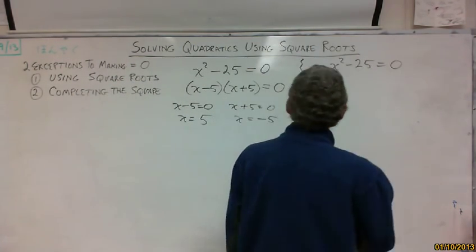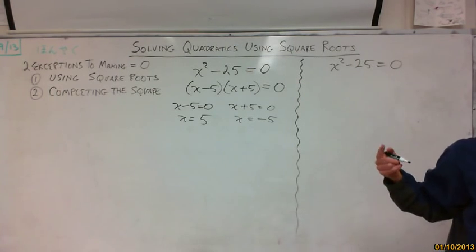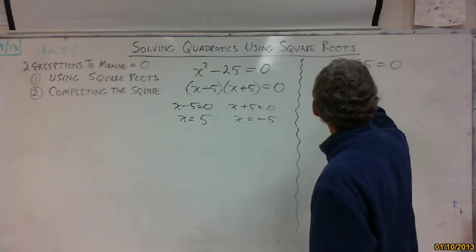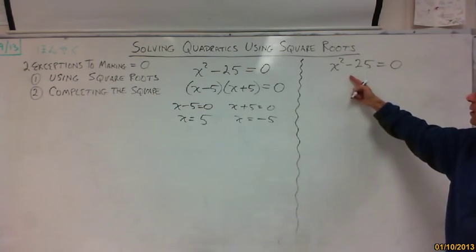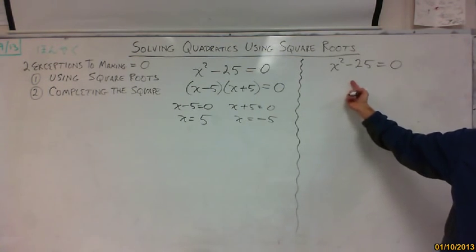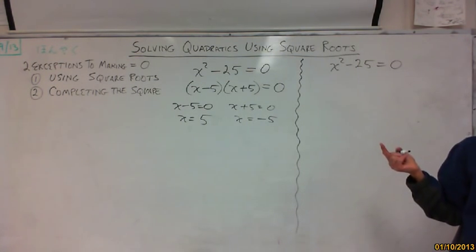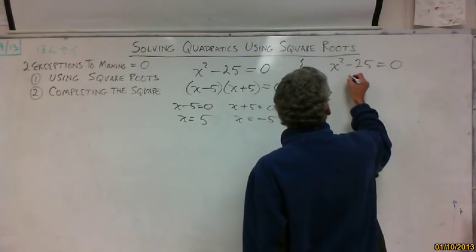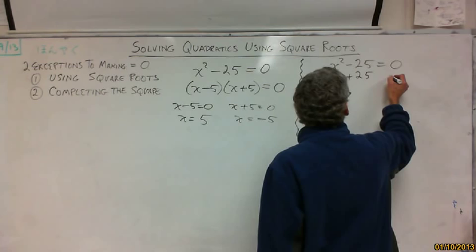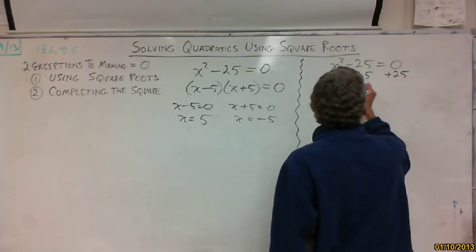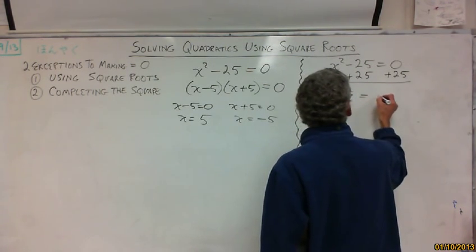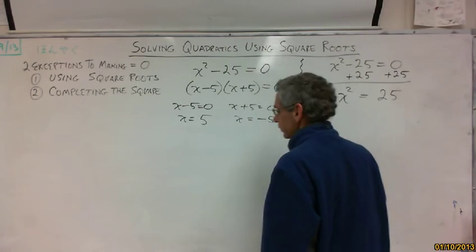All right, so now we're going to see how you could solve the same thing using square roots. In this case, I don't want to take the square root of x squared minus 25. It would be a mess. There is not an easy answer to that. In fact, there is no answer to that. There's no perfect square to x squared minus 25. But let's say I do this. I add 25 to both sides. That gives me now x squared is equal to 25.